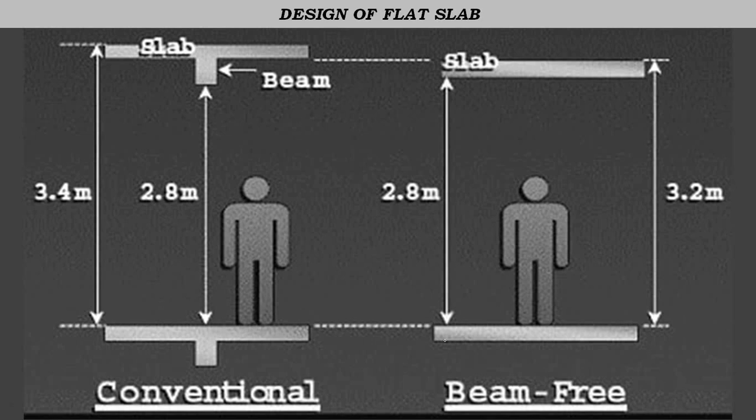Here you can see the difference between conventional slab and flat slab. In conventional slab there are beams provided, and in the aesthetic view the beams are visible, whereas in the flat slab there is no requirement, or no design, of the beam, and it provides a good aesthetic view. So we will see what counteracts the beam in the flat slab.